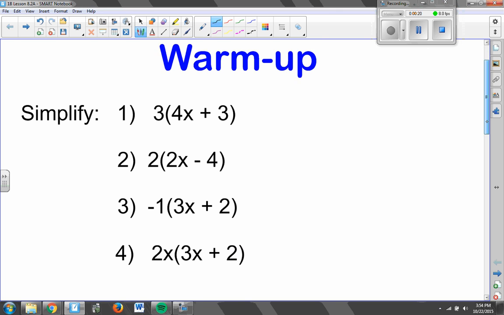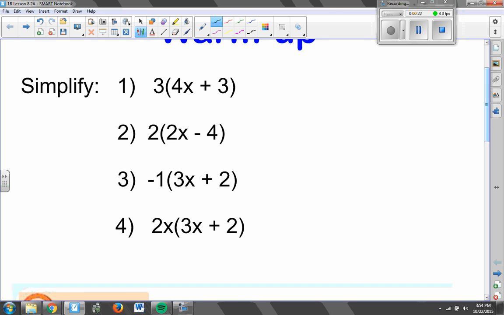All right, so I've got a few warm-up problems here. Why don't you go ahead and take a couple minutes, pause the video, try these 4 warm-up problems here, and then we'll come back and I'll go over them and we'll see where we're at. So pause the video, take a look at those 4 problems, make sure that you know how to do the distributive property.